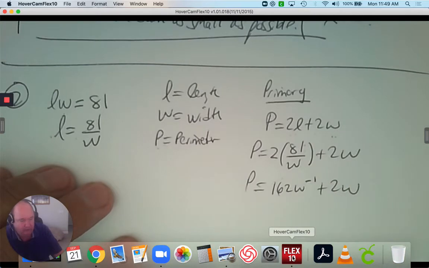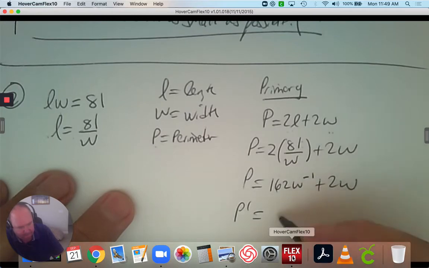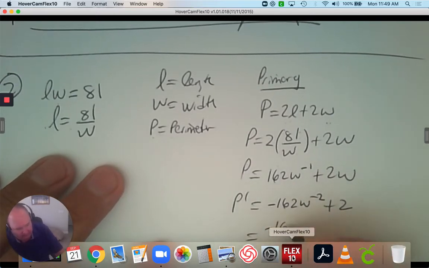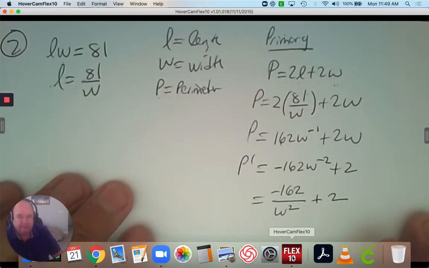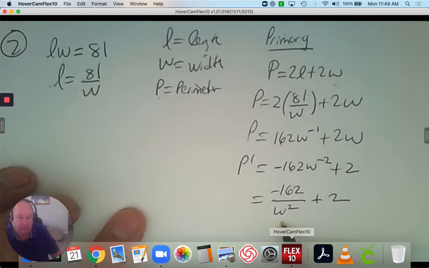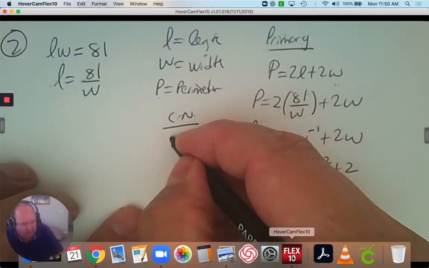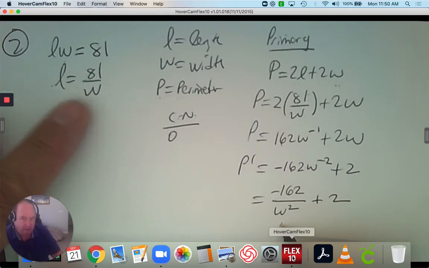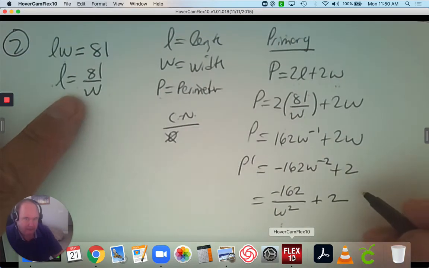So now I can do the calculus. So take the derivative. That's negative 162 W to the negative 2, plus 2. So that's negative 162 over W squared, plus 2. So if I'm looking for the critical numbers, one critical number is 0, but the problem with that is you can't have a rectangle with a width of 0. So I'm not even going to include it because in my problem the width can't be 0, so it's not going to be a critical number that I'm going to look at.